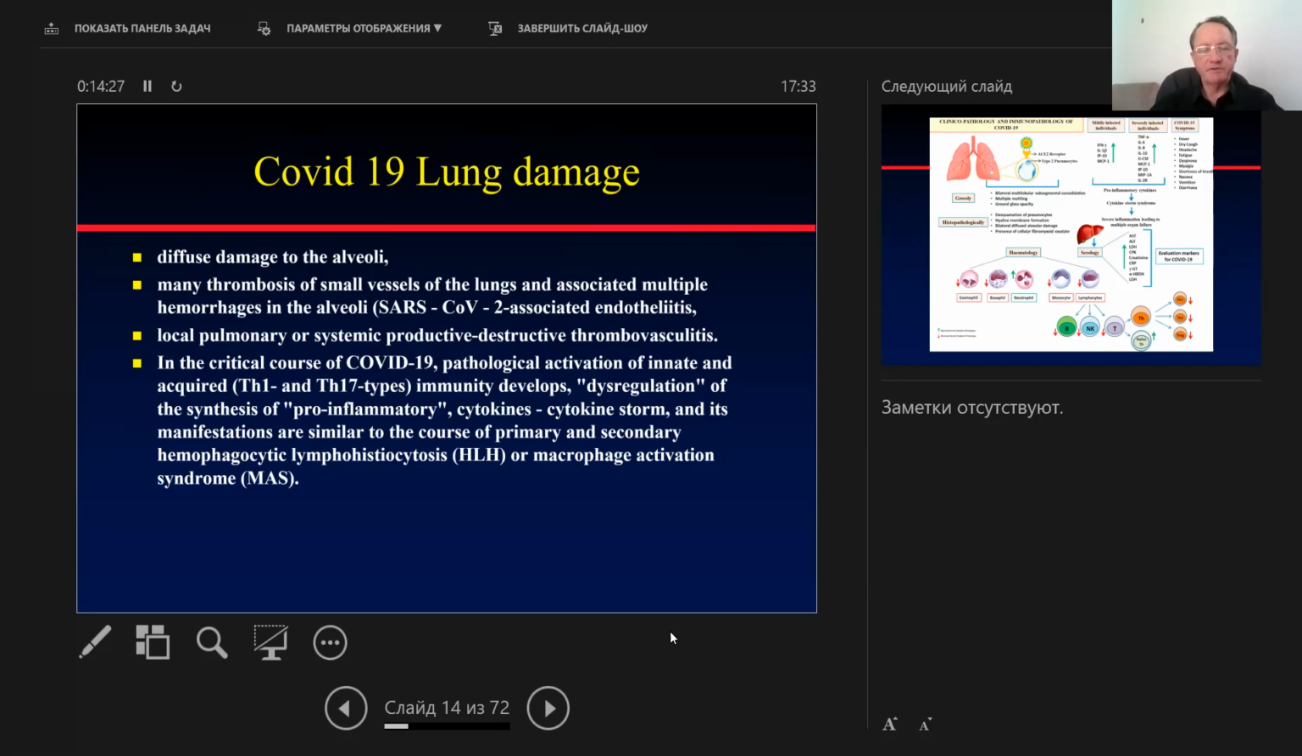In critical course of COVID-19 infection, pathological activation of innate and acquired immunity, especially Th1 and Th17 types of immunity, develops dysregulation of synthesis of pro-inflammatory cytokines, the so-called formation of cytokine storms. These manifestations are similar to the course of primary or secondary hemophagocytic lymphohistiocytosis or macrophage activation syndrome.